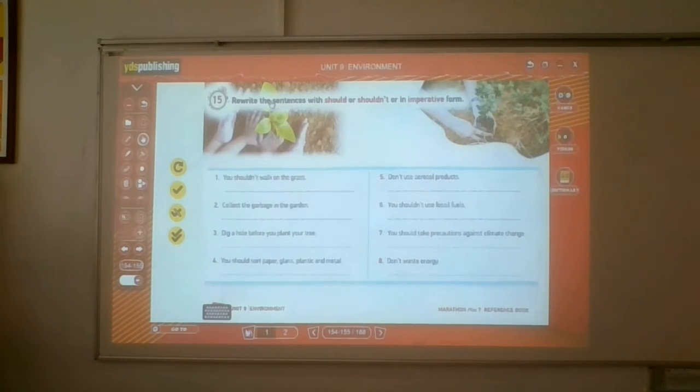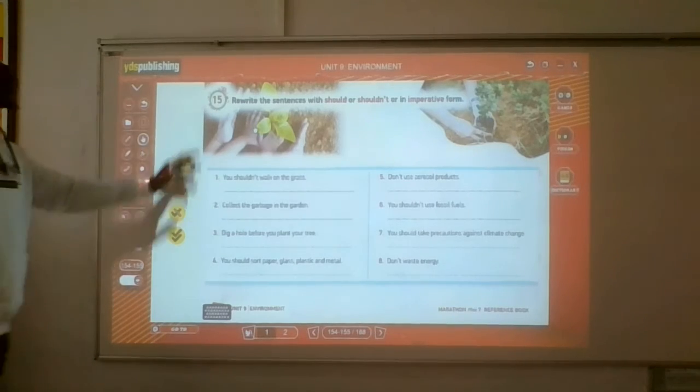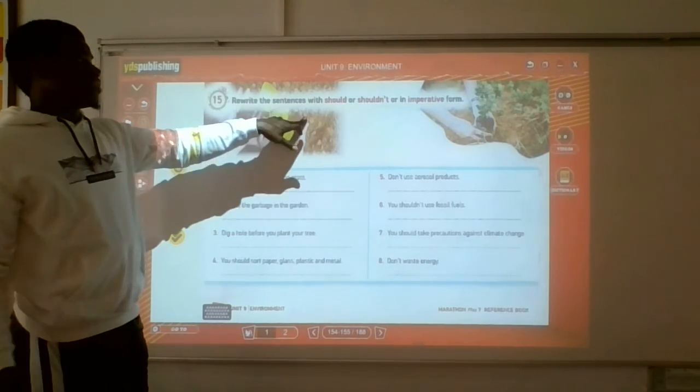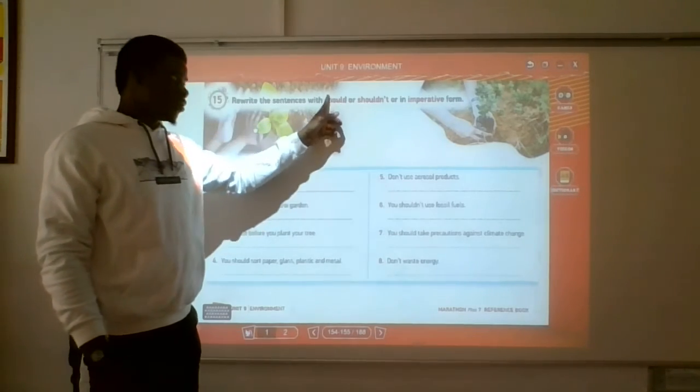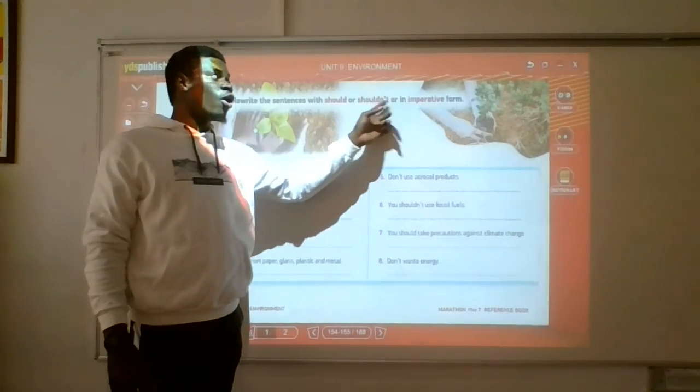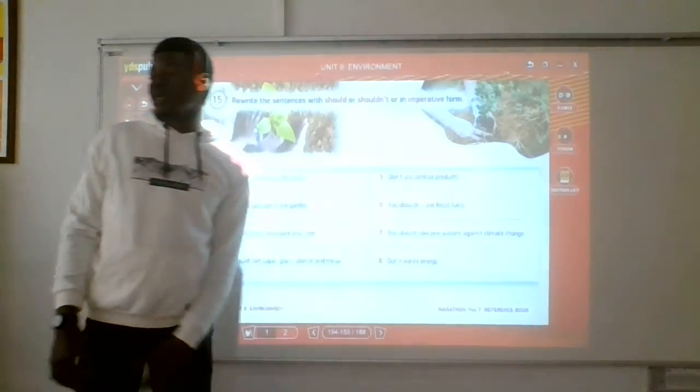Rewrite the sentences with should or shouldn't, or in imperatives. Guys, what does imperative mean? Imperative means command. Okay, imperatives, they mean command. You shouldn't walk on the grass. Guys, please do not forget, what are we doing here? We are going to be rewriting the sentences using should or shouldn't or imperatives.